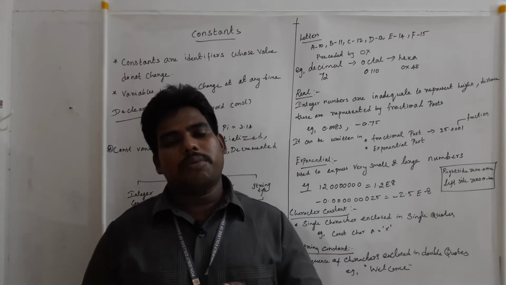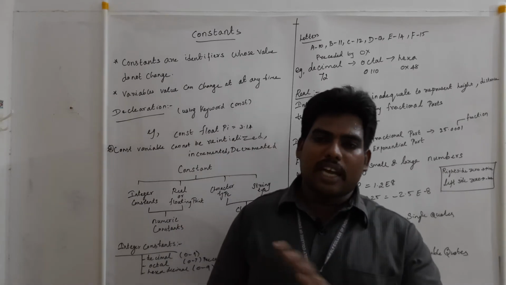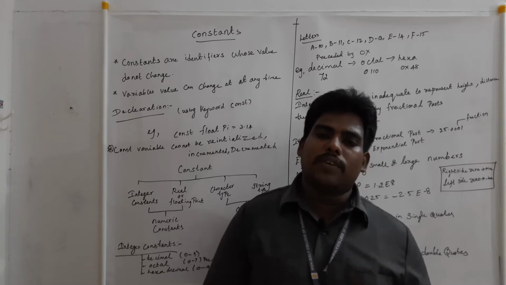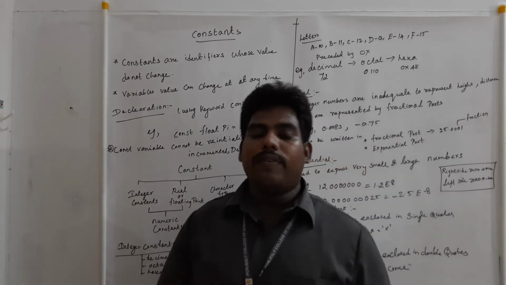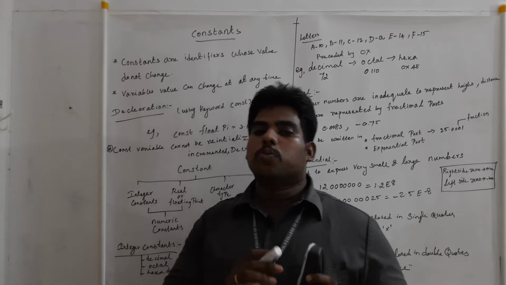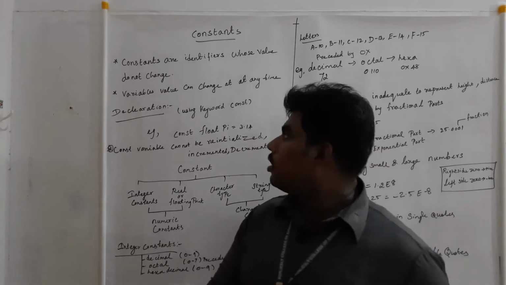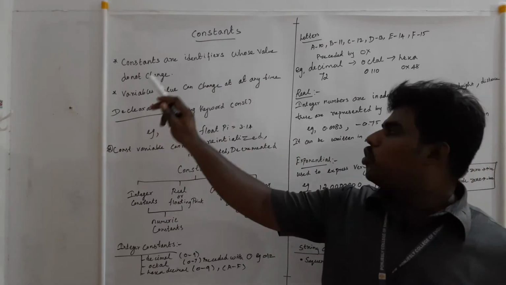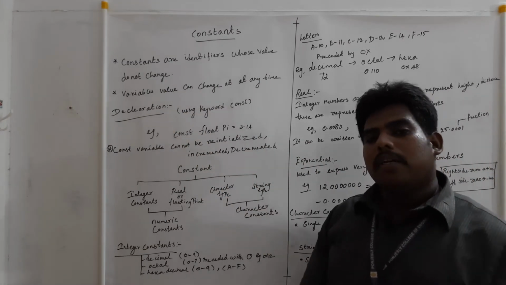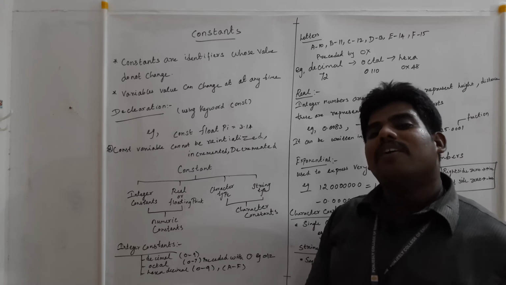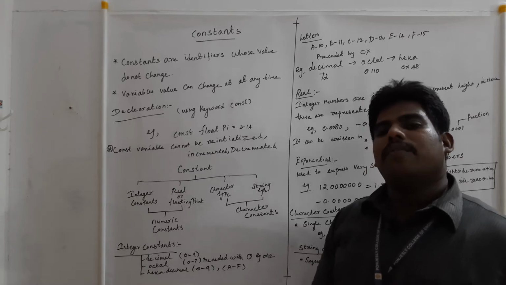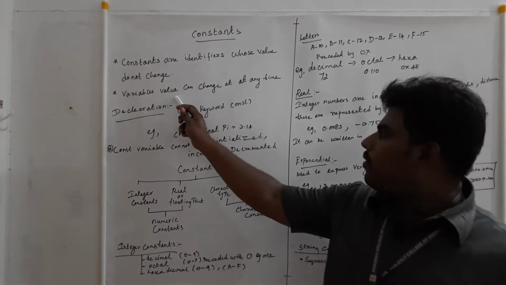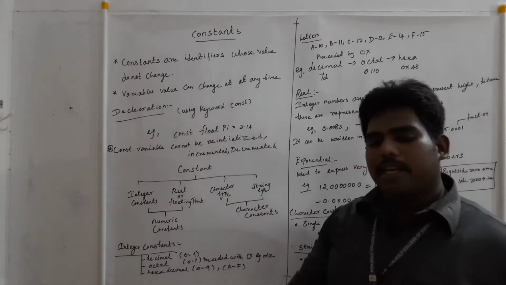So constants are fixed values that do not change. For that, there is one special keyword called const. Always your keyword should be written in small letters. Constants are identifiers which do not change. But what is a variable then? It always varies. Whenever you want to change it, you can change a variable, so variable values can change at any time.